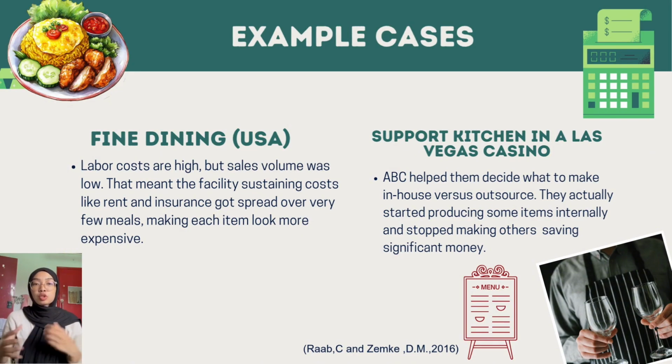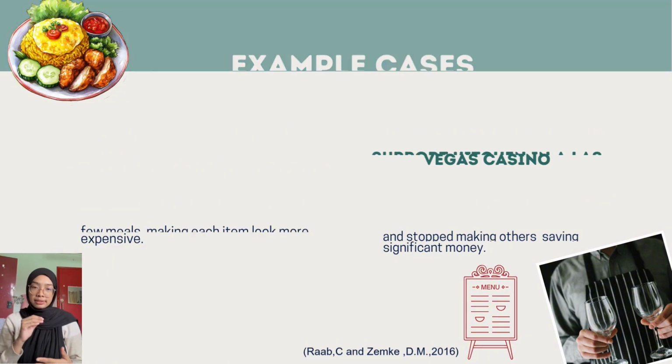ABC revealed the true cost and helped management decide which high labor dishes to replace. The second one is a support kitchen in a Las Vegas casino. ABC helped them decide what to make in-house versus outsource. They actually started producing some items internally and stopped making others, saving significant money.